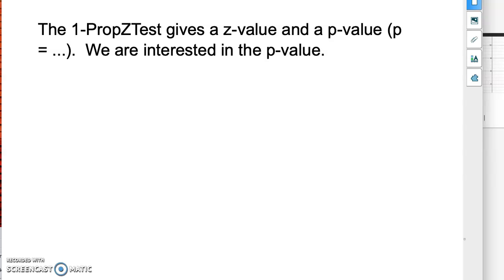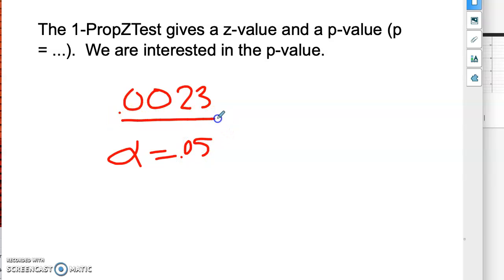We're interested in the p-value. Let me go back. Okay, so 0.0023, I think it was, is very, very small. This is the probability of getting these results out of an 80% free throw shooter. Alpha is not provided, but usually we just set it at 0.05. This is way less than 0.05. We make the conclusion that we reject H0.